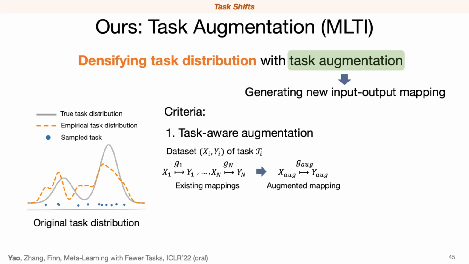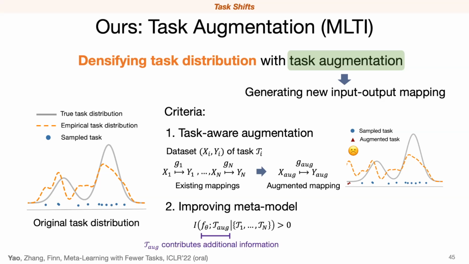In the first criteria, we should make these augmented tasks task-aware augmentation. So we need to have existing mappings to generate this augmented mapping. If these augmented tasks do not follow this first criteria, let's see what will happen. Such augmented tasks will be far away from these sampled tasks, and it will even hurt the inference on this empirical task distribution. And this is not what we expected.